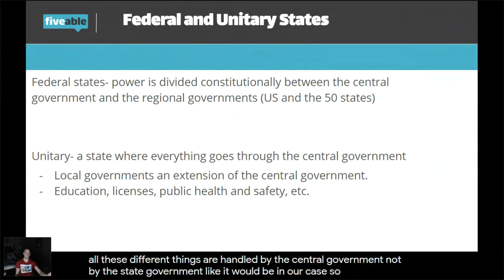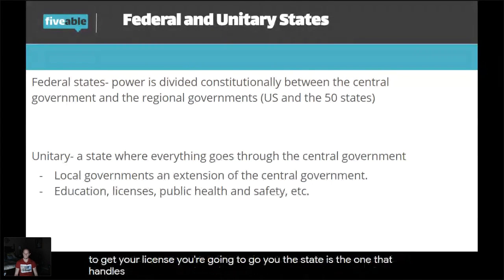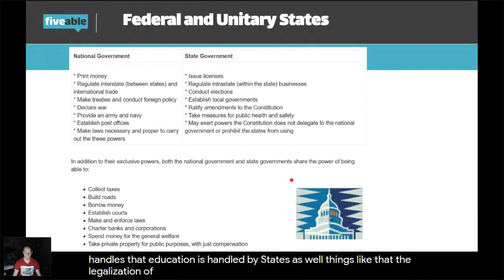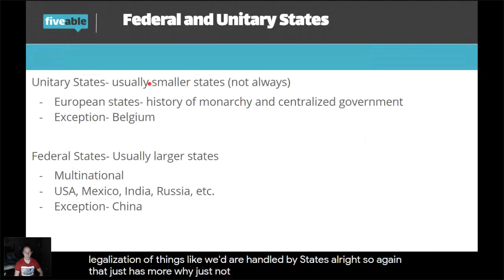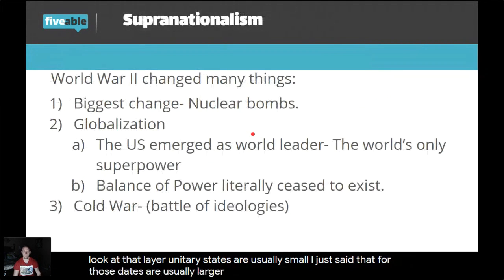So if you're going to get your license, the state is the one that handles that. Education is handled by states as well, things like that. The legalization of things like weed is handled by states. All right, there's more, but it's what I just said, so I'm going to skip that for now. Y'all can look at that later. Unitary states are usually smaller, I just said that. Federal states are usually larger. Okay, so supranationalism. Moving on.